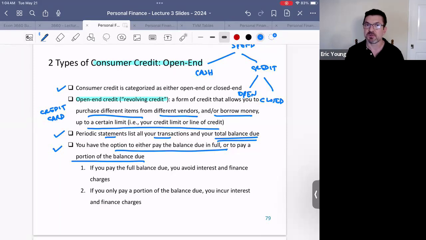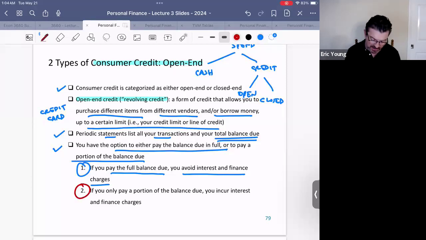Obviously, the best move is to pay it off in full because here's the critical thing. If you pay it off in full, you don't pay interest. Think about that. You have a credit card, you charge all this stuff. If you pay the balance in full every month, you never pay interest on your credit card. It's like getting an interest-free loan, but it requires that you pay it off in full every month.